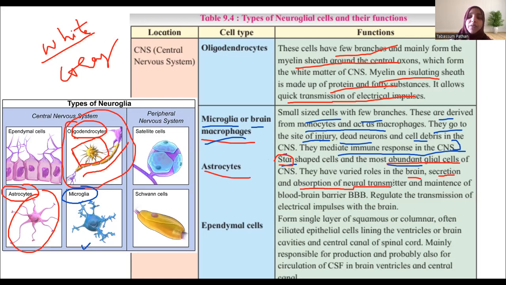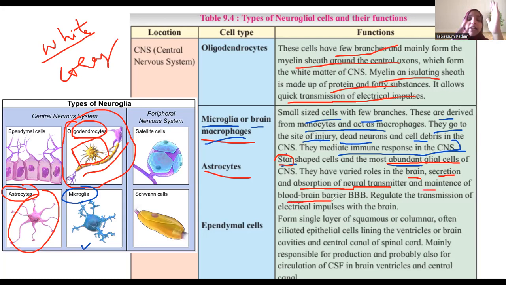In the previous video, we talked about the chemical information getting converted to electrical information, the electrical impulse. So what is that chemical information? Which substances, which molecules? That is the neurotransmitter. So astrocytes will help in the secretion and absorption of the neurotransmitter, and they will help in maintaining the blood-brain barrier.